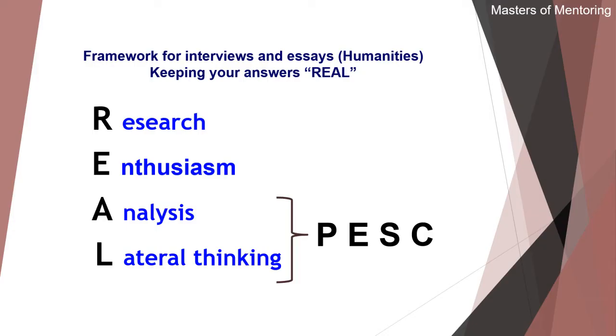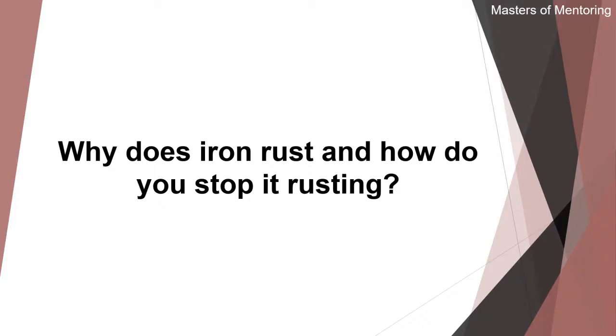Today, I'm going to teach you how to think like an Oxbridge student. How do you answer a university-level chemistry problem? Using the real technique, I will show you how to answer a past interview question for Oxbridge chemistry. So this is the question. Why does iron rust and how to stop it rusting?